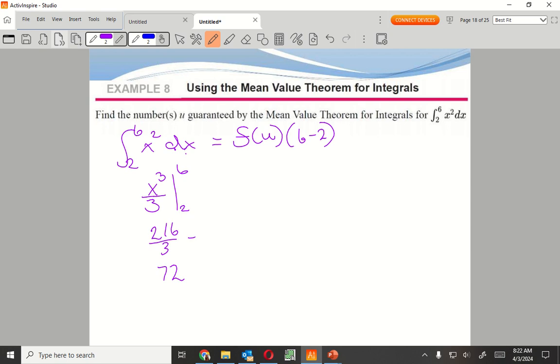All right. So minus my lower bound, which is going to be 8 over 3, which is like 2.6 repeating. And that's going to give me 69.3 repeating. Actually, I don't think I like that decimal, so I'm just going to keep it as 208 over 3.